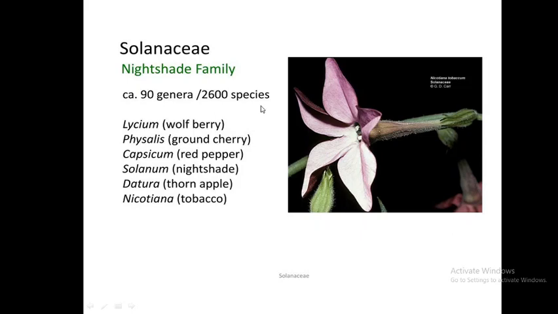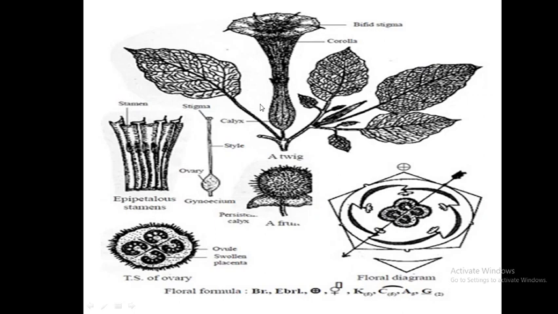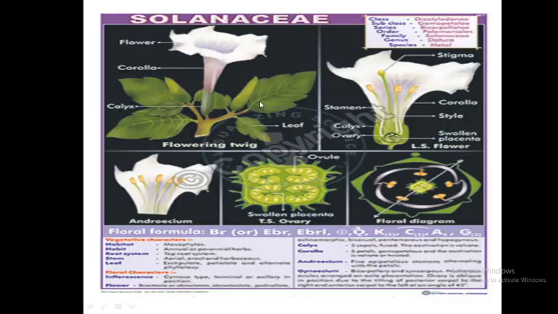The vegetative characters of this family. Habit: in the Solanaceae family, plants are herbs. Example: Petunia, Solanum nigrum. Shrubs: Datura. Or trees: Cestrum, Brunfelsia.